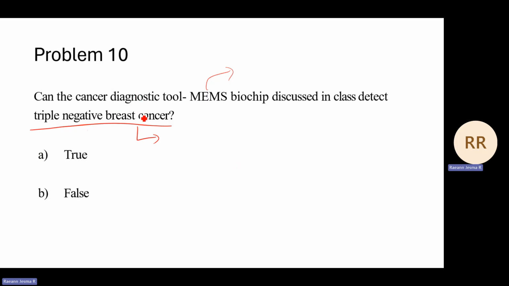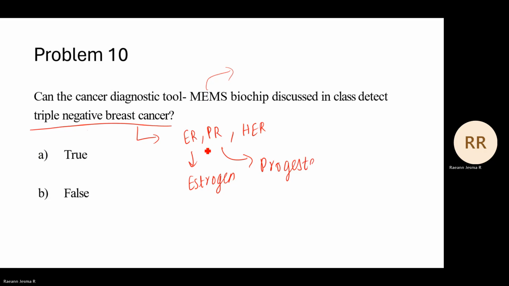So some of them are the ER receptor, PR receptor, or HER receptor. ER receptor is called estrogen receptor. PR receptor is called progesterone receptor. And HER is some type of protein based receptor.